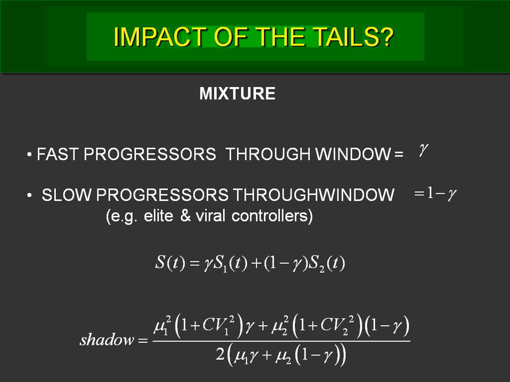So one way to look at that is a mixture distribution, where you have a group of people who progress through the window period relatively fast, that's the bulk of people, and a very small number of people who are slow progressors who may stay in the window for very long periods of time. So you have a certain proportion in this group and a certain proportion in this group. You can write down the window period distribution for the combined group, and then you can write down what the shadow is in terms of that mean of the backward recurrence time, which involves the mean and coefficient of variation of the two groups.